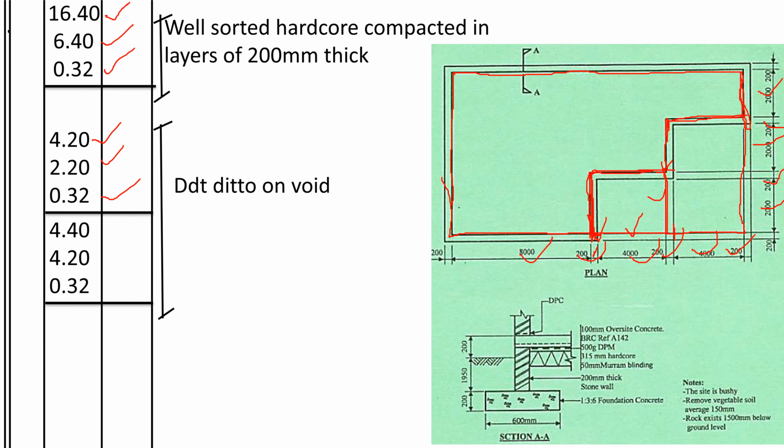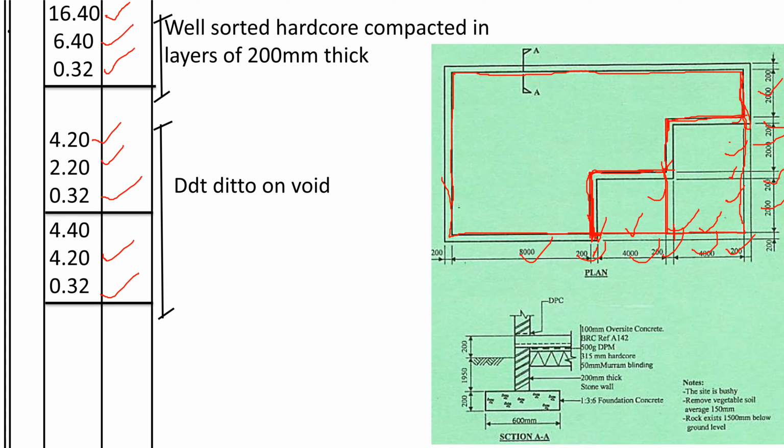The depth is 0.32. The other void, the length, which is the longer part, we shall take 200 for the wall, 2000 plus 200 for the other wall, plus 2000. 2000 plus 200 is 2.2, plus 2000, 4.2, plus 200, 4.4. Then the width now, we have 4000 and 200, 4.2. Then the depth is 0.2, so you shall deduct ditto on void.